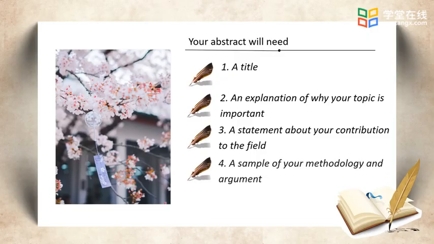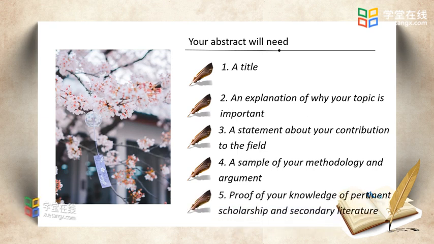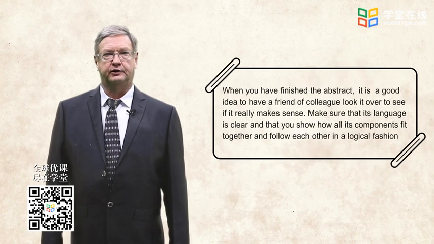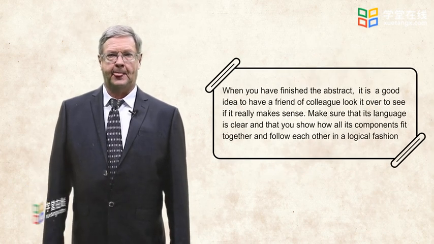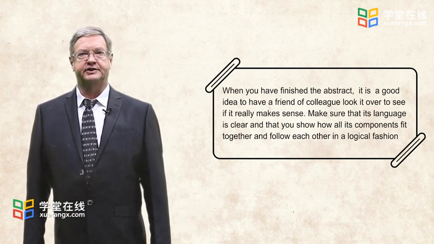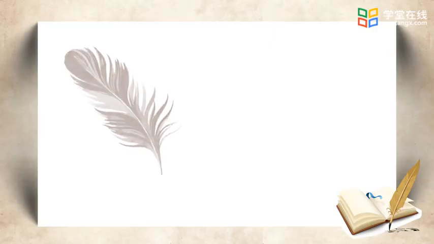4. A sample of your methodology and demonstration of how you prove your points according to the best practices in the field. 5. Sufficient proof of your knowledge of scholarship and secondary literature concerning the issue you have chosen. When you have finished the abstract, it's a good idea to have a friend or colleague look over it to see if it really makes sense. Make sure all its language is clear and that you show how all its components fit together and follow each other in a logical fashion.